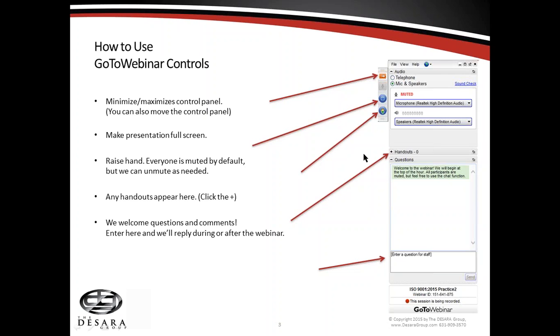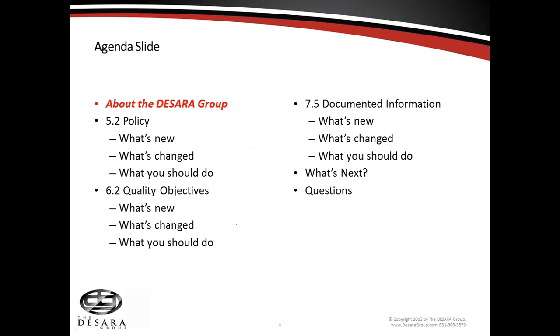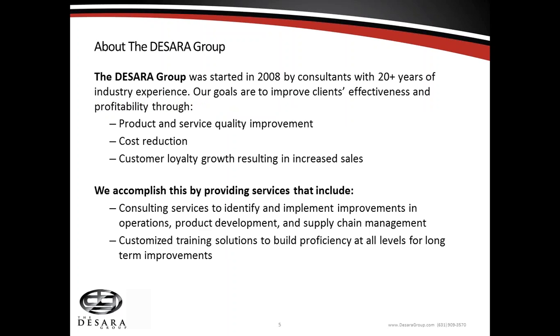In a minute, we'll get into the content about today, and Joe, you can show the agenda for the day next. We'll start out with a little bit about the DESARA Group, and then we're going to cover 3 topics today: 5.2 policy, 6.2 quality objectives, and 7.5 documented information. Within each section, Joe will give a summary of what you should do about that piece of information. So you'll get this information all as a recording after the webinar. You'll get a link tomorrow or the next day that'll say where to go to get the recording. You can take some notes or some screenshots during the presentation today.